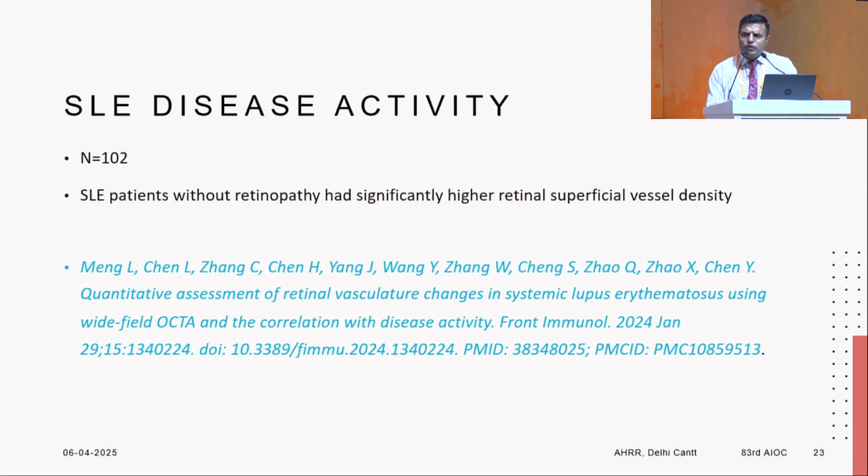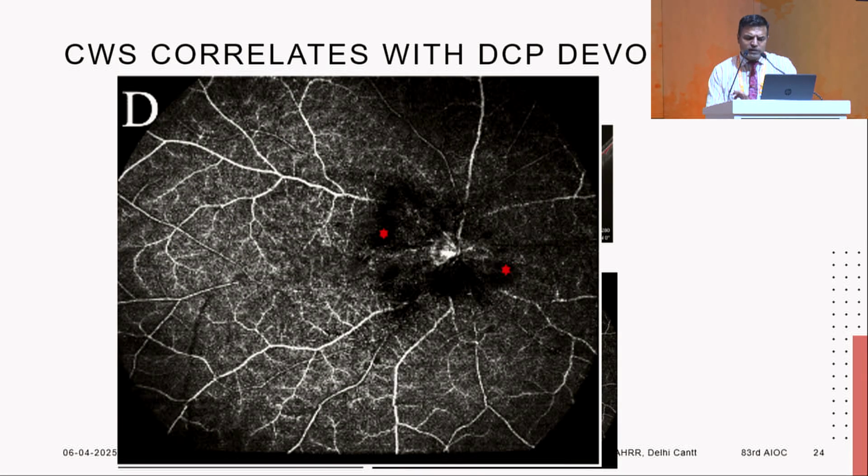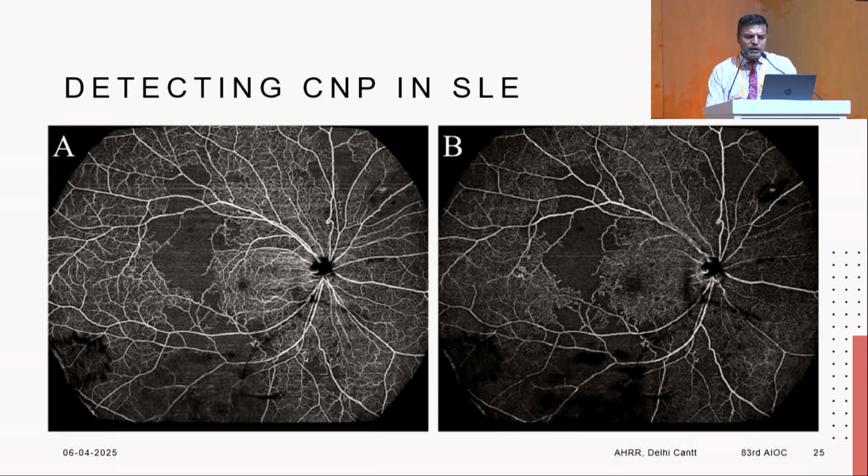Now coming to diseases like SLE, it has been possible to identify disease activity in cases of SLE where the cotton wool spots have been corroborated with deep capillary plexus flow void areas, as shown in this image with the red dots, and also in finding out whether the disease has halted or is continuing with the development of new CNP areas. And if you find that in an SLE case you are having a propensity to develop new CNP areas over progressive OCTA, one can escalate the immunosuppressive treatment.